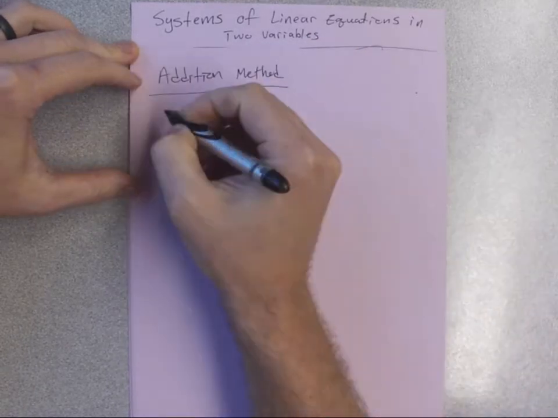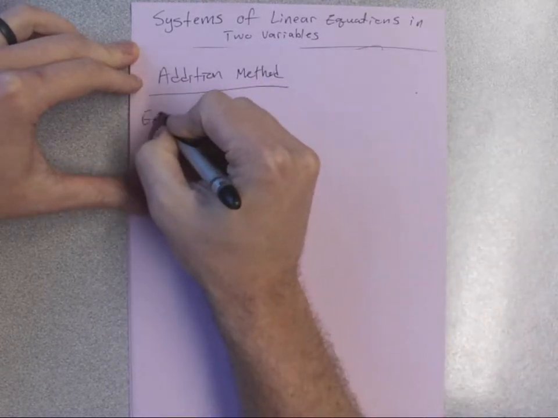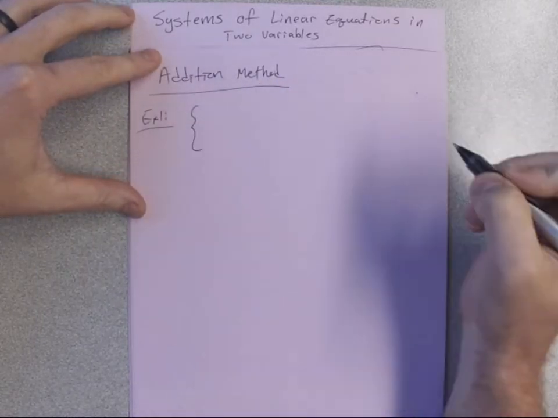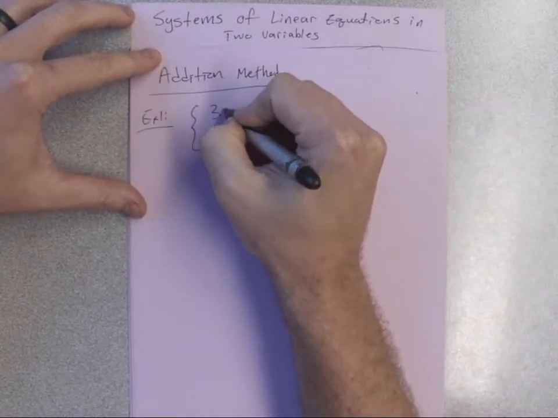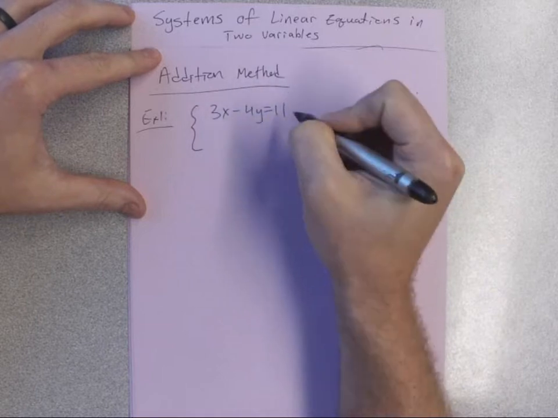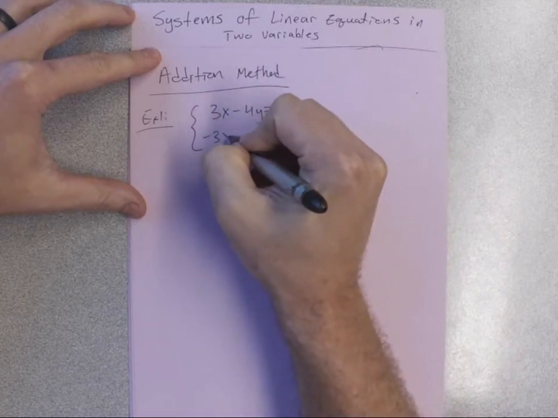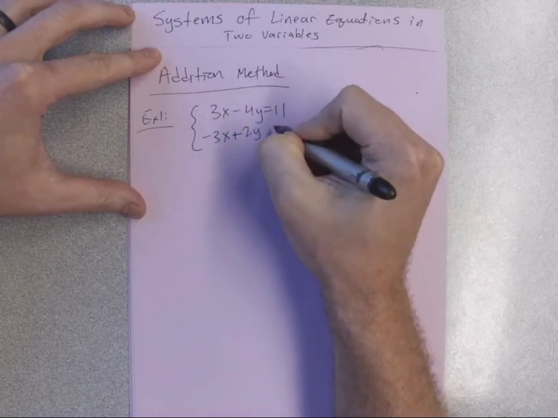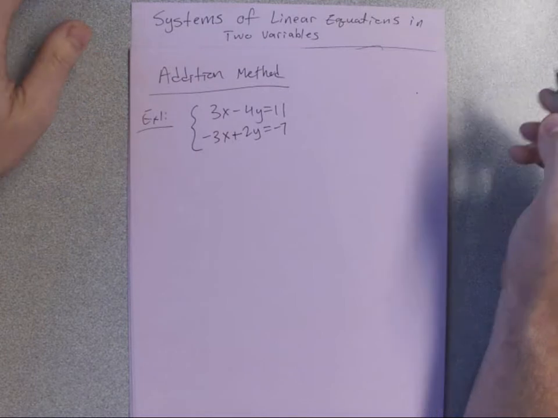Alright, let's just look at an example real quick, and I'm just going to abbreviate all this. Here's the system that I'm giving you. Let's say we have 3x minus 4y is equal to 11, and the second equation is minus 3x plus 2y is equal to negative 7.